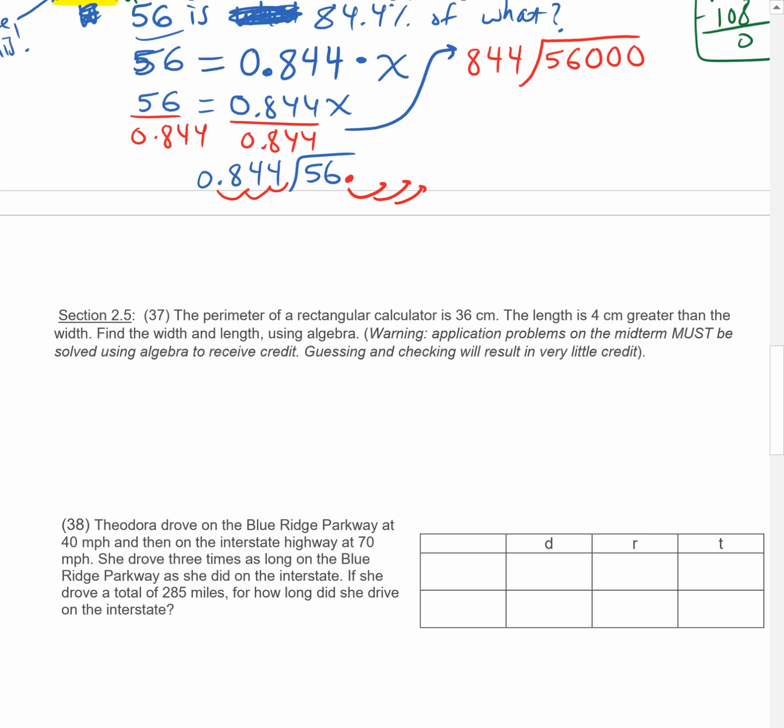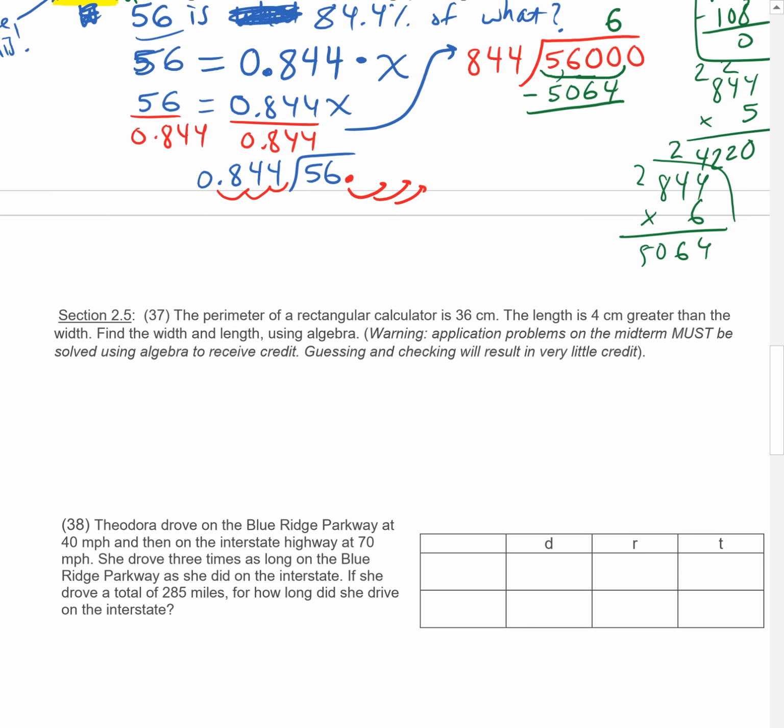Okay. 844 can't go into 5, it can't go into 56. It can't go into 560, but it can go into 5,600. How many times? I don't know. Maybe I'll try 5? I'm just guessing. I think that's a little small. Let's try one more. 844 times 6. I think that's pretty close. 6 times 844 is 5,064. If I subtract those, what am I left with? I'll be left with 536.